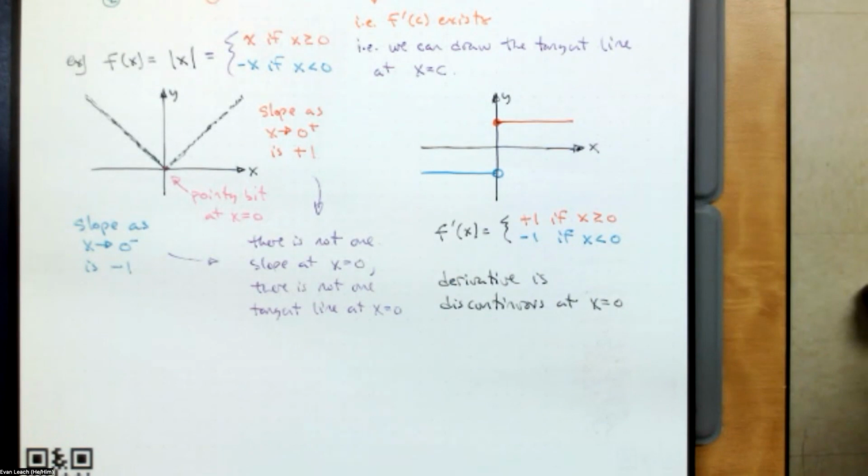All this is to say that the limit in the derivative does not exist. So the function is not differentiable. The function absolute value of x is continuous. All the points are connected, but they are not smoothly connected because of that pointy bit.